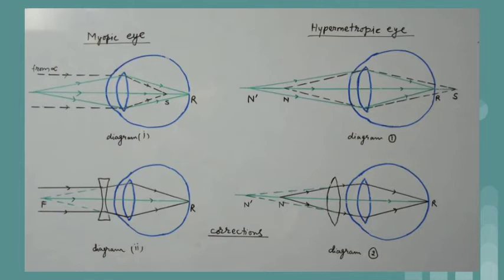For correction of hypermetropic eye, a convex lens of suitable focal length is used. Refer to the second diagram. The rays coming from the near point N, after refraction through the convex lens, appear to come from another point N dash, the near point of the defective eye, and hence the image is focused at the retina.